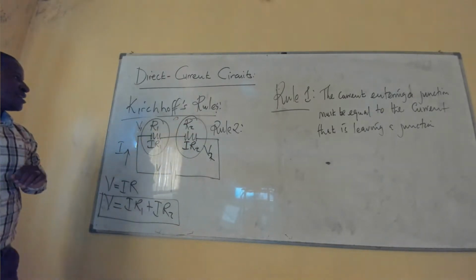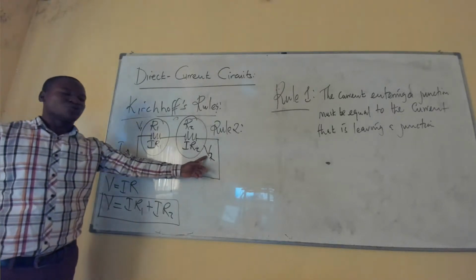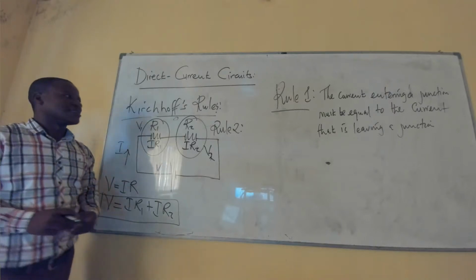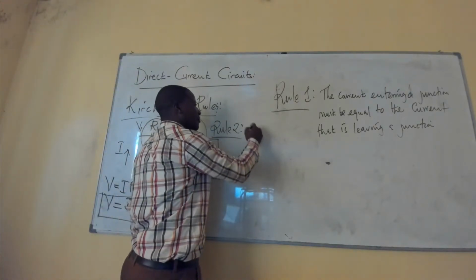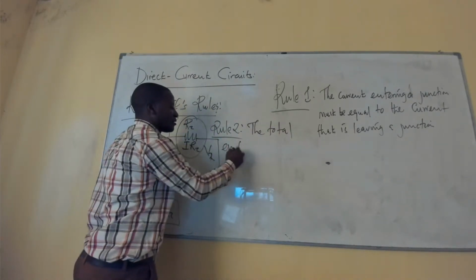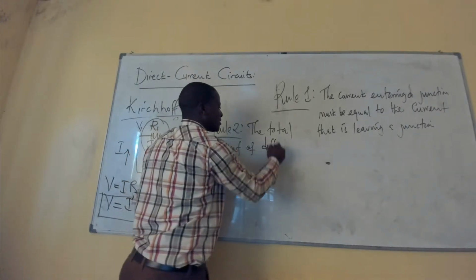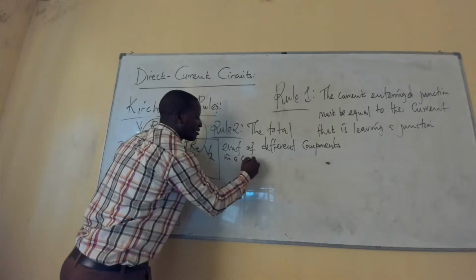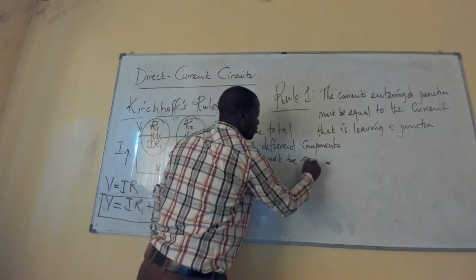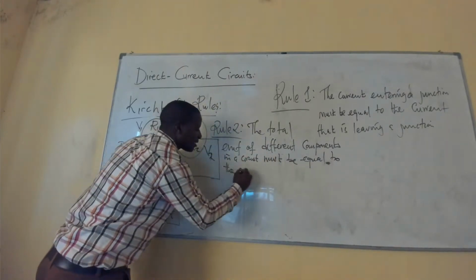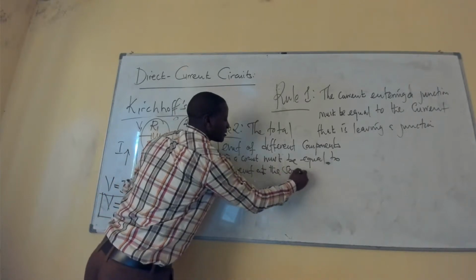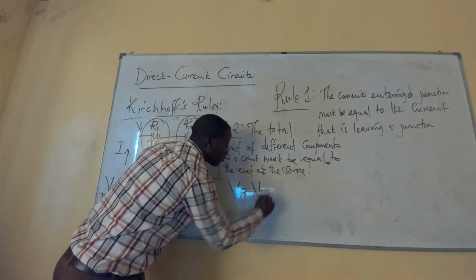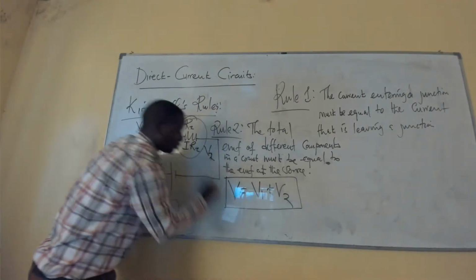What does that tell us? It means that V1 will be greater than V2. But the second rule tells us that V1 plus V2 must be equal to V. That is the second rule. So here we are saying the total EMF of the different components in a circuit must be equal to the EMF at the source. In other words, this is what we are saying. So this must be equal to the EMF at the source. That implies that V must be equal to V1 plus V2. This is the second rule that you have.